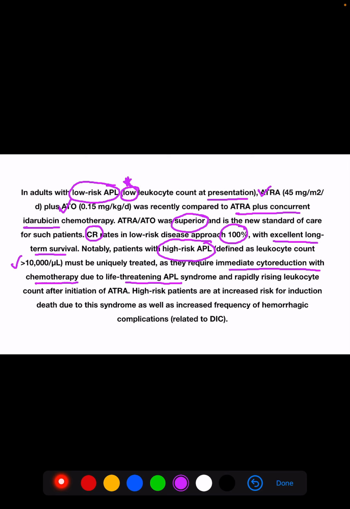High risk patients are at increased risk for induction death due to this syndrome, as well as increased frequency of hemorrhagic complications. So they will have induction death due to the syndrome after initiation of ATRA, and they will also have an increased frequency of hemorrhagic complications, which are related to disseminated intravascular coagulation.